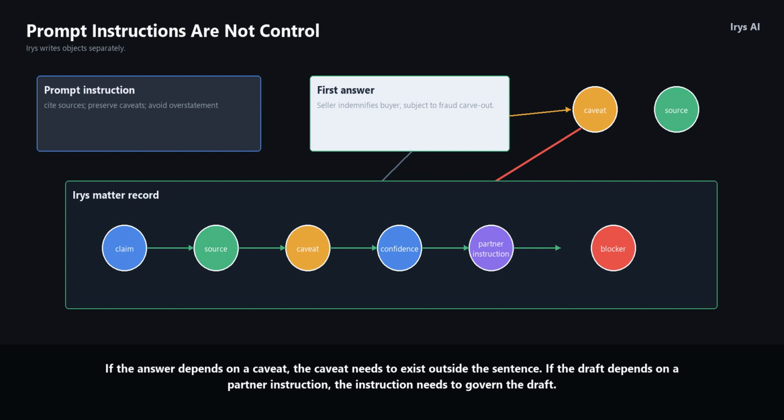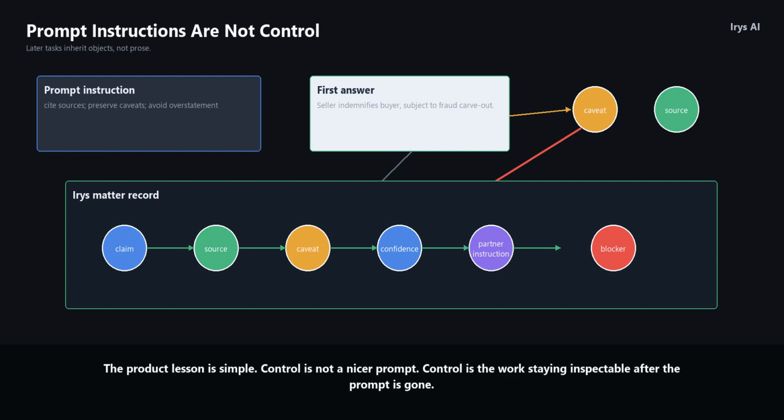If the answer depends on a caveat, the caveat needs to exist outside the sentence. If the draft depends on a partner instruction, the instruction needs to govern the draft. If a claim depends on a source, the source link needs to survive the handoff. The product lesson is simple. Control is not a nicer prompt. Control is the work staying inspectable after the prompt is gone.